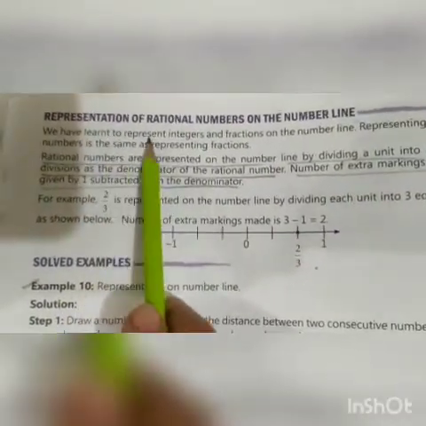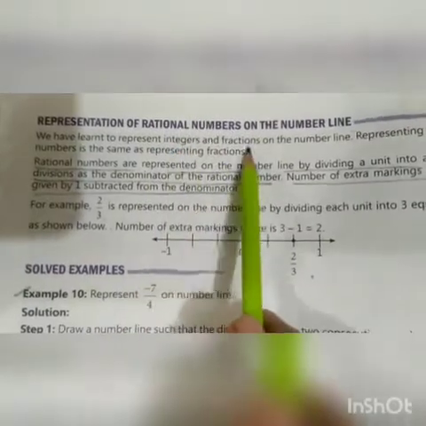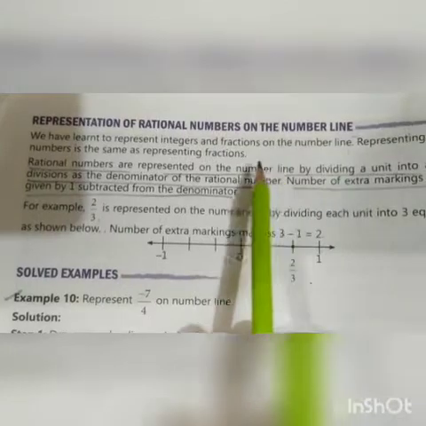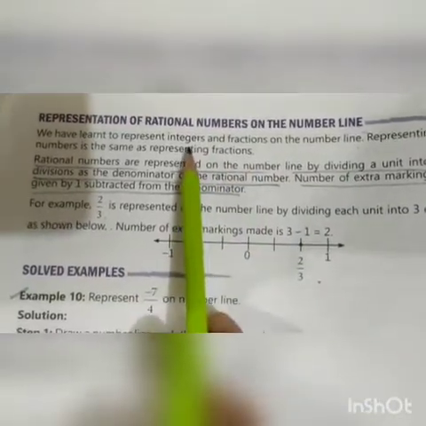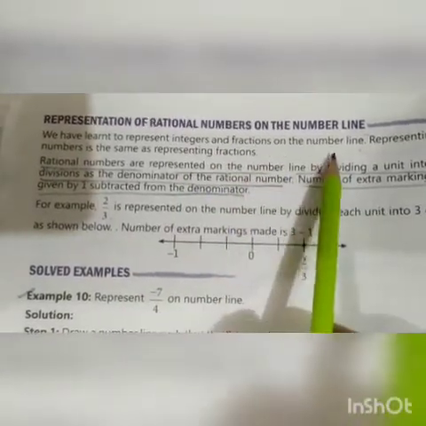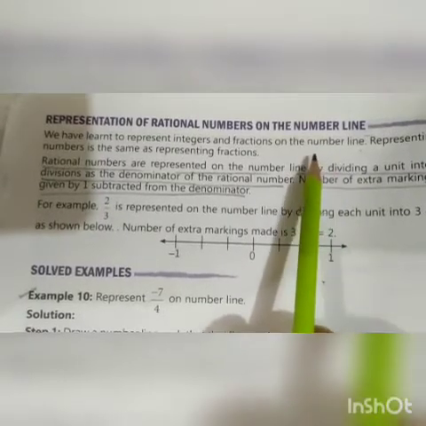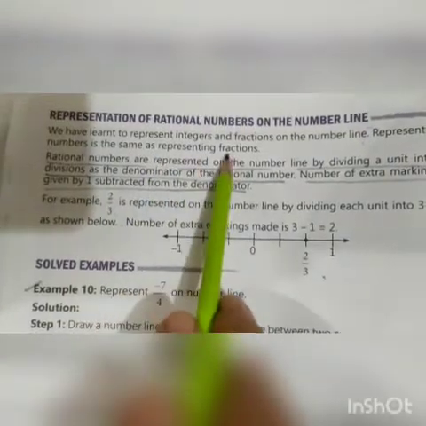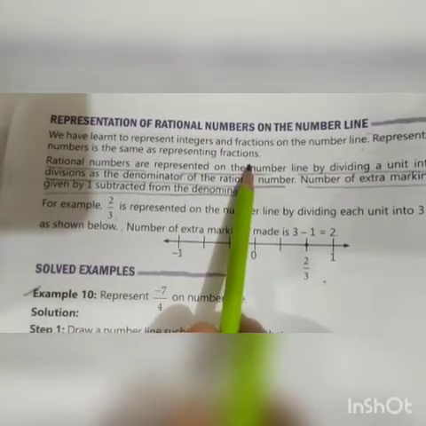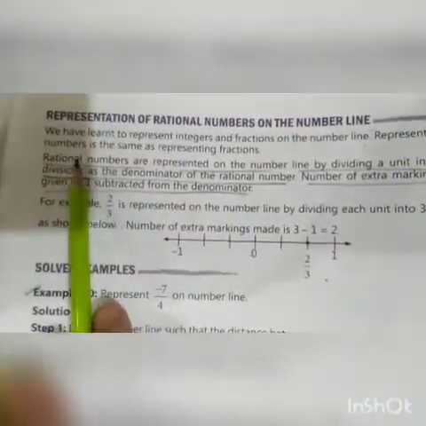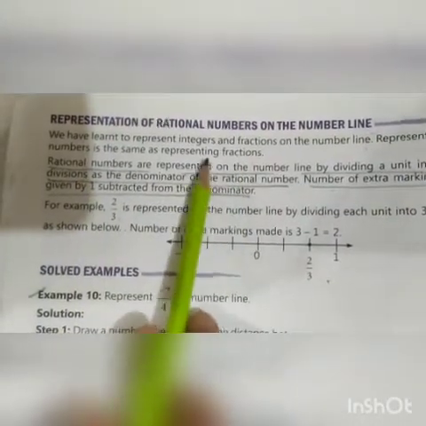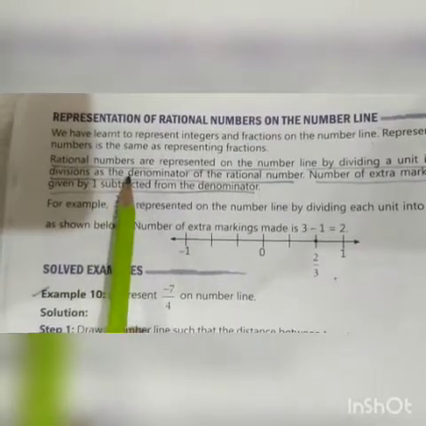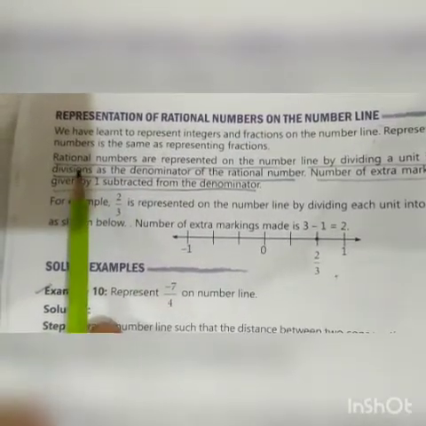We have learnt to represent integers and fractions on the number line. Students, you have already learnt how to represent integers and fractions on the number line in your previous class, in class 6. Representing rational numbers is the same as representing fractions. How can we represent rational numbers on the number line?